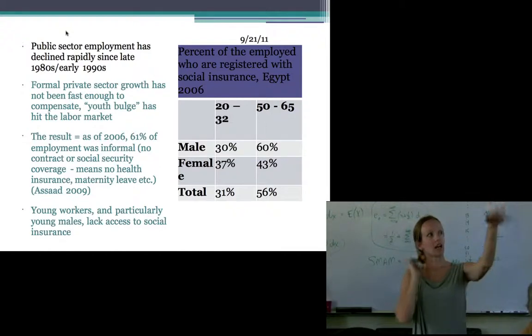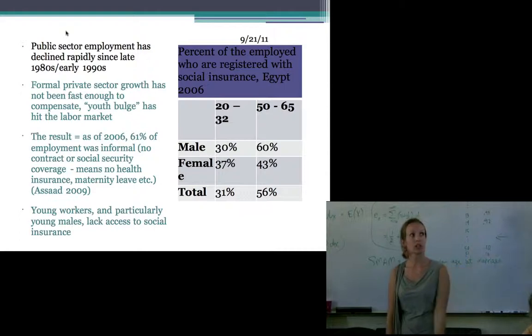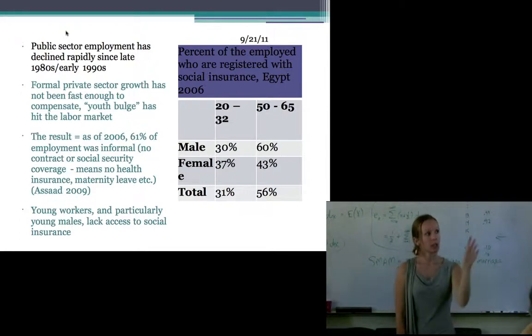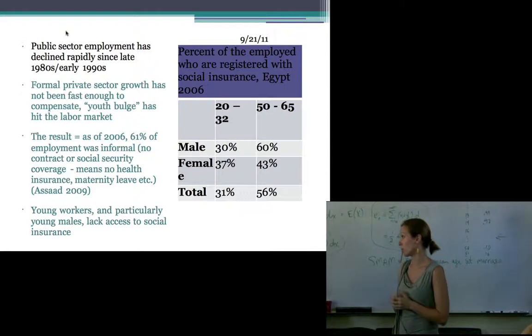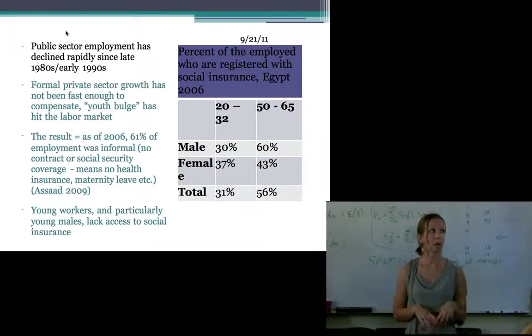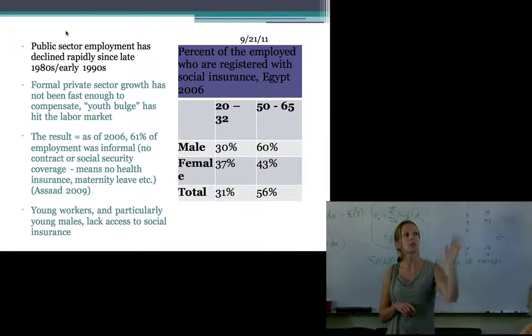As you can see, I just ran a very quick crosstab of the percentage of the employed who are registered with social insurance. Among the older generation, people now approaching retirement age, in their 50s and 60s, 60% of men and 43% of women have social insurance coverage. So even among these older generations, you have a fairly large number of people who are working but will not get a pension when they leave the labor market. Among the 20 to 30-year-olds, that's gone down to 30%, particularly among men.